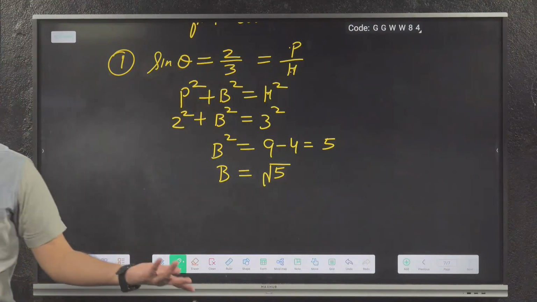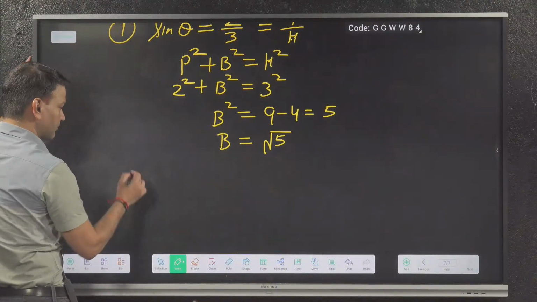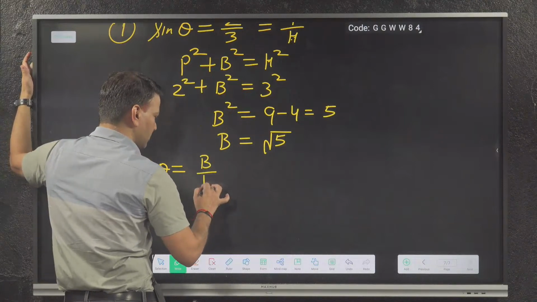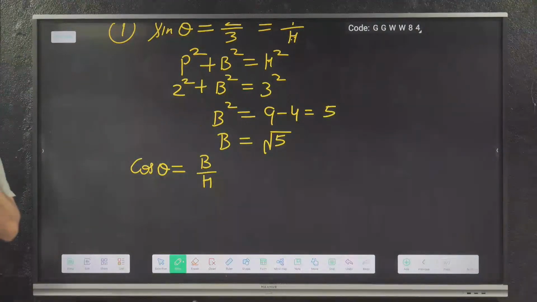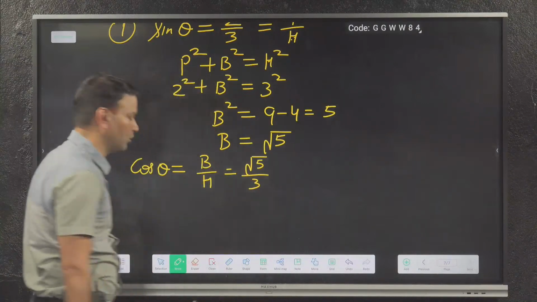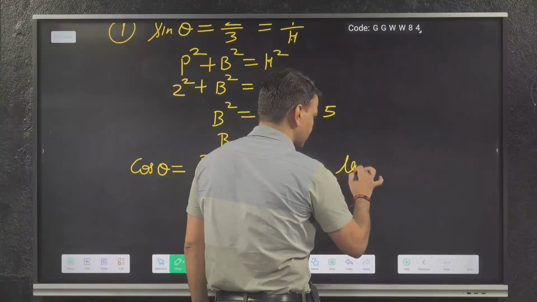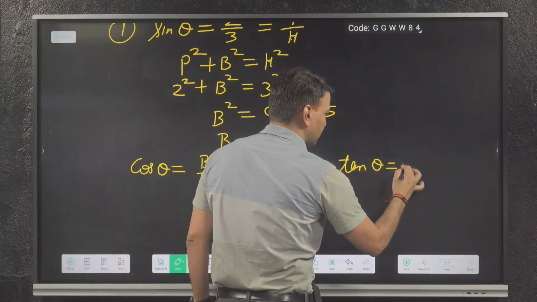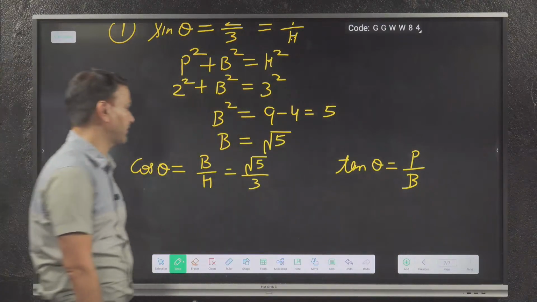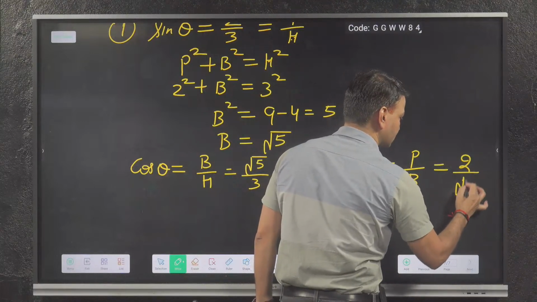Okay. Now I can write all the trigonometric ratios. I need cos theta. So cos theta is equal to base upon hypotenuse. The base is root 5 and the hypotenuse is 3. So cos theta we got root 5 by 3. And tan theta is perpendicular upon base. The perpendicular is 2 and the base is root 5.